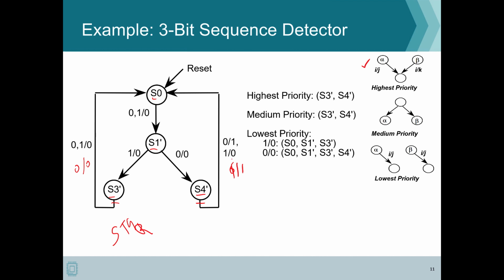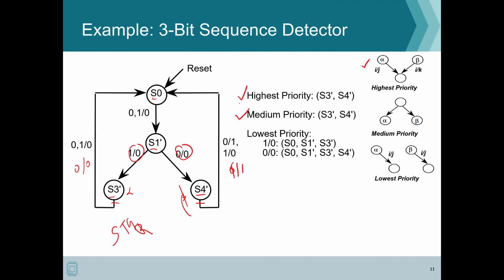You don't have another one for, say, 1 0, and here again is 1 0. So we don't have that particular condition in here. Therefore S3 and S4 get the highest priority. That becomes alpha and beta. Now, as you can see, S1 is the common predecessor for S3 and S4, and irrespective of what inputs they have, they'll get medium priority.